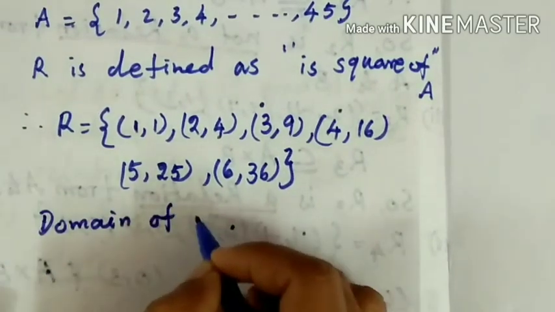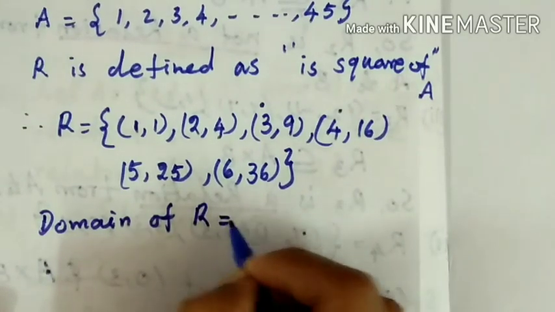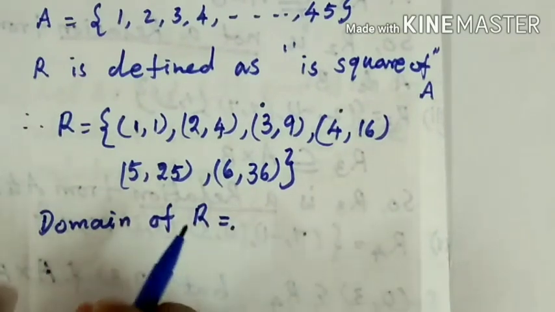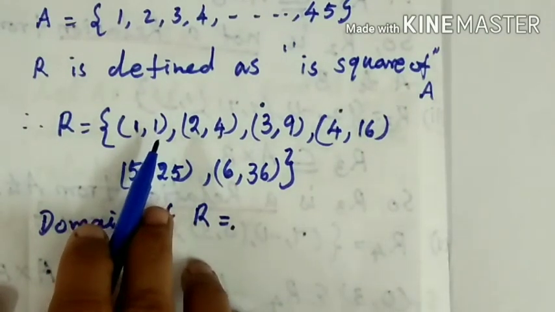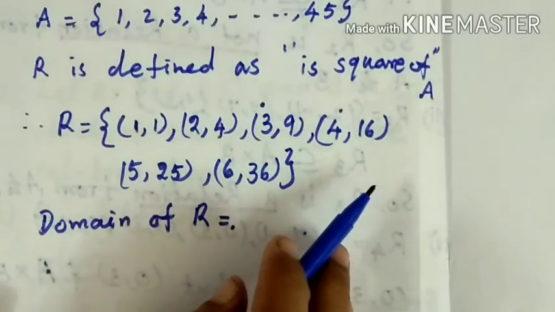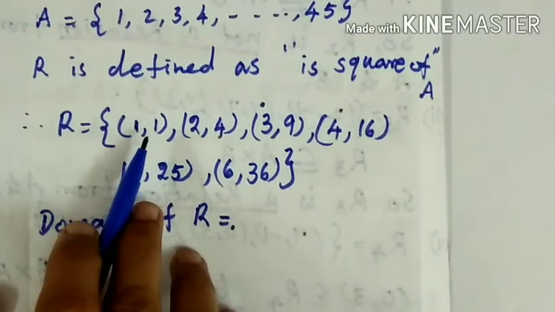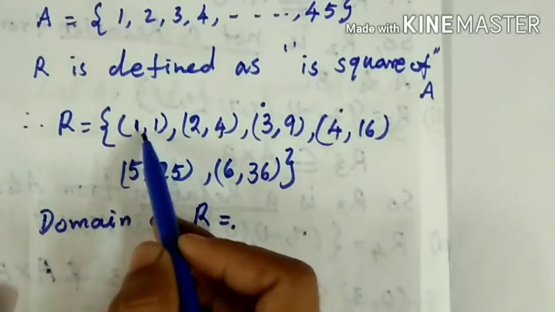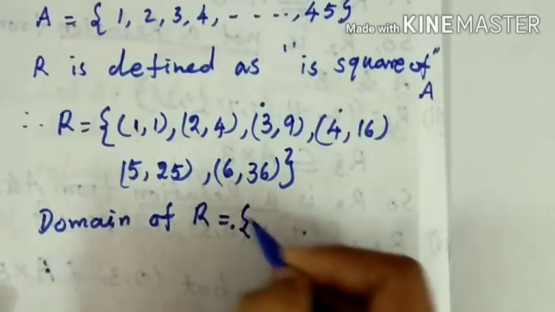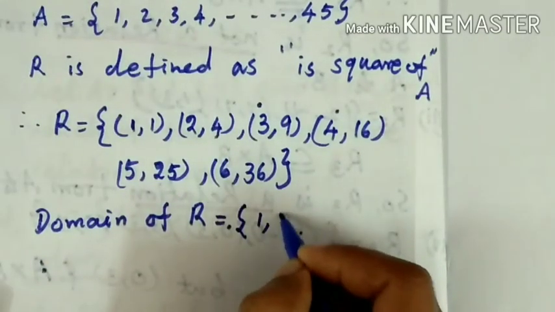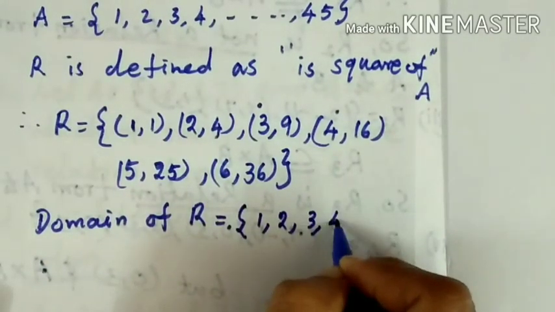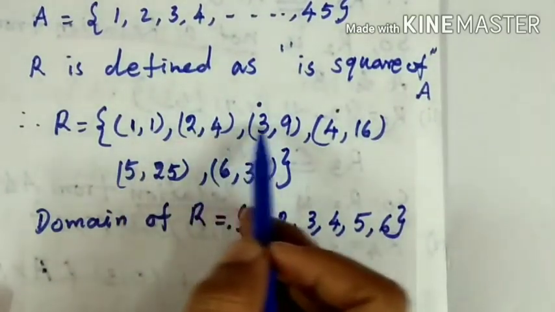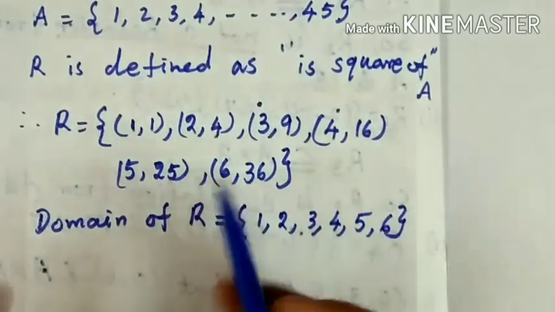Then next you find the domain of R. So what is the domain of R? It is defined as the set of all first elements in the ordered pairs of the relation. That means the first elements of R, written in roster form: 1, 2, 3, 4, 5, 6.